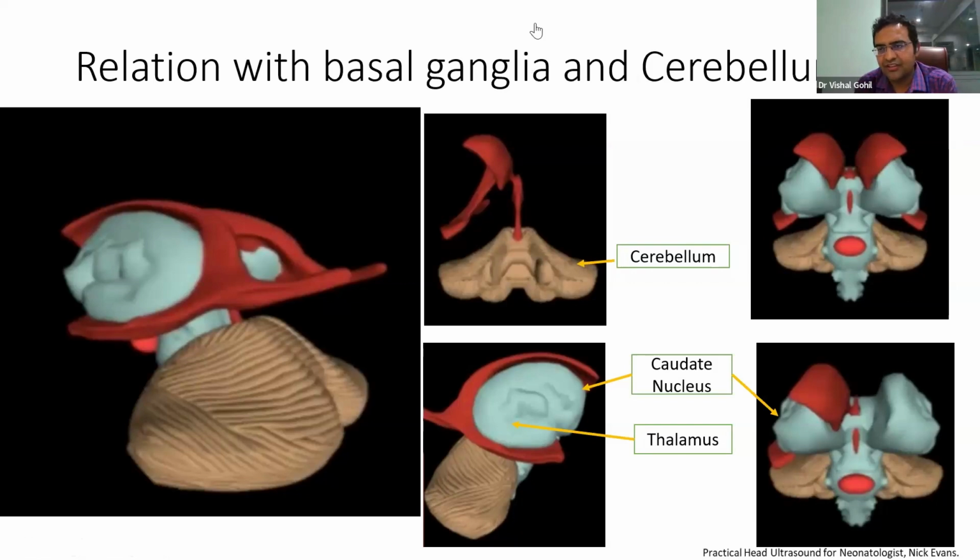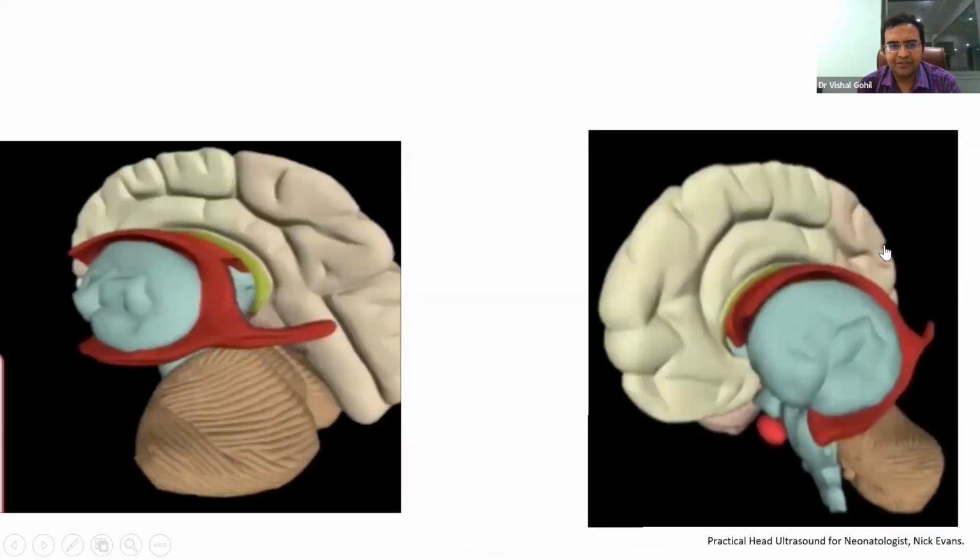Okay, so this is your septum pellucidum. In a preterm baby, it might be filled with fluid, and that's why we call it a cavum septum pellucidum. And just above that one, there would be your corpus callosum. Clear? So this is your brain stem. In front of your fourth ventricle, there would be the brain stem, and posteriorly there would be the cerebellum. This is your septum pellucidum.